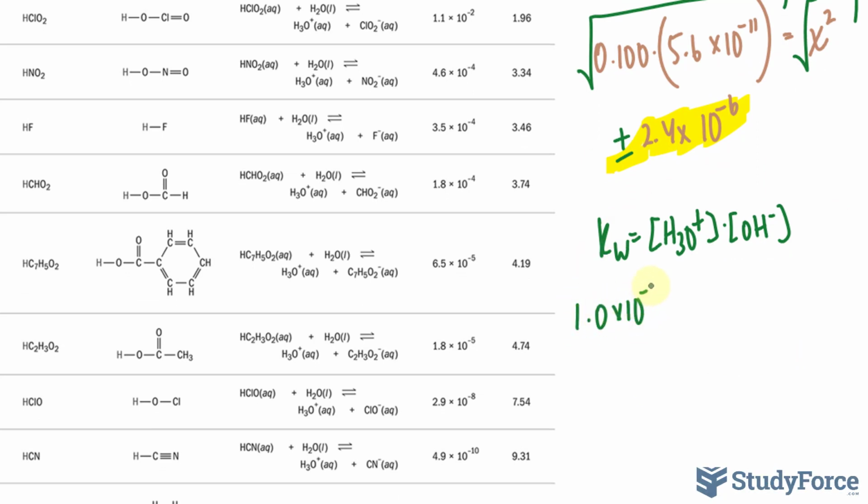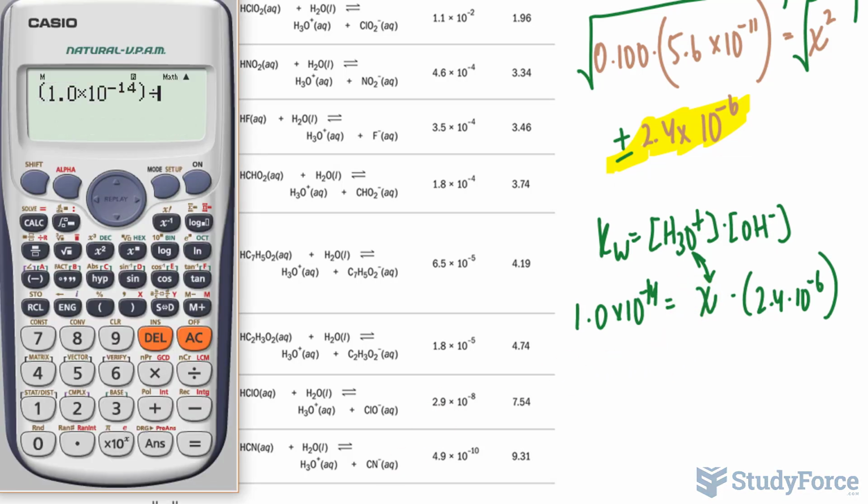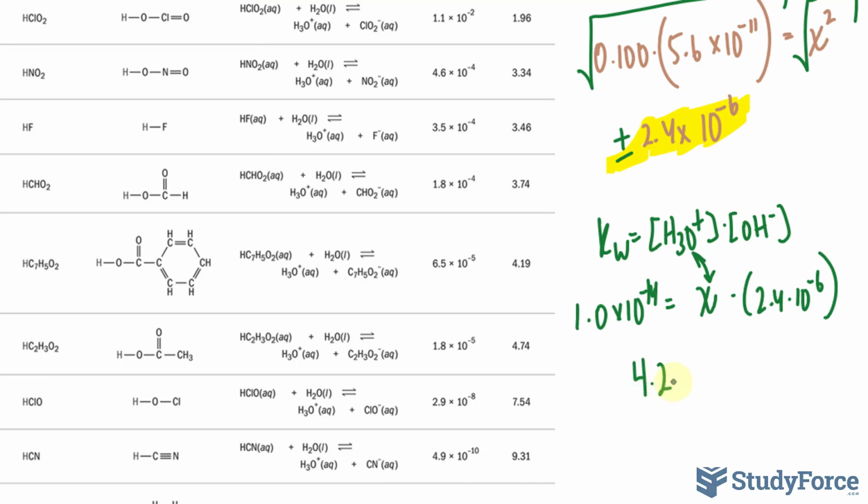1.0 times 10 to the power of negative 14 is equal to x, which is what we're looking for, representing H3O plus, times this number, 2.4 times 10 to the power of negative 6. We'll solve for x by dividing both sides. So that's Kw on your screen, divided by 2.4 times 10 to the power of negative 6. This gives us a value to two significant figures of 4.2 times 10 to the power of negative 9 is equal to the hydronium concentration.